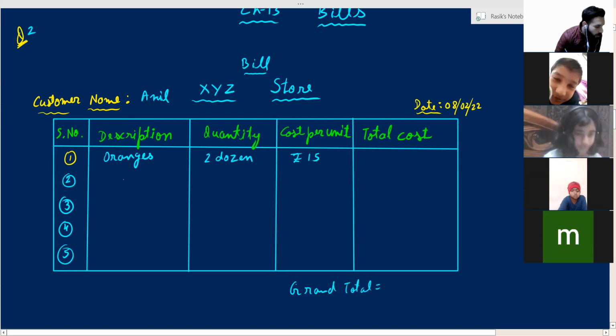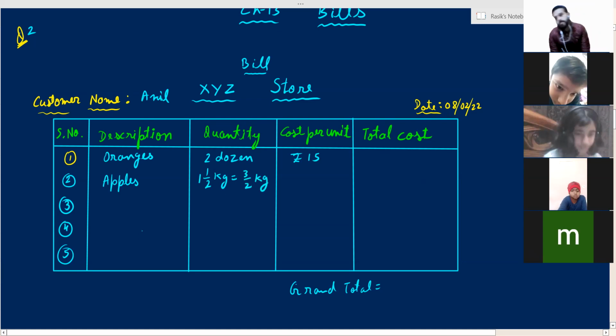Then the second item that he bought is? Second, apples. 1.5 kg of apples. What is the quantity? 1.5 kg of apples. 1 whole 1/2 kg. Can we write it as 3/2 kg here only? Change it into an improper fraction. Do you all remember how to change a mixed fraction? Yes, sir. 2 ones are 2 plus 1, 3, so 3/2.